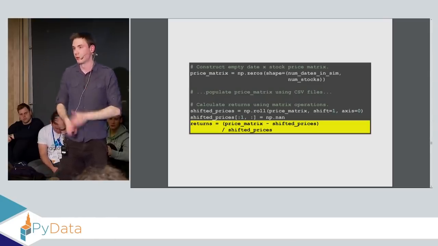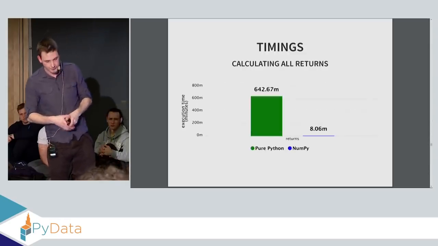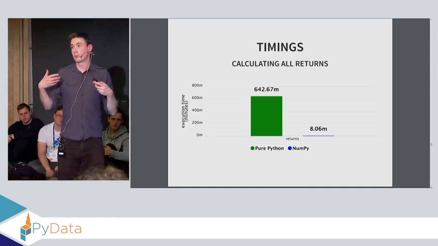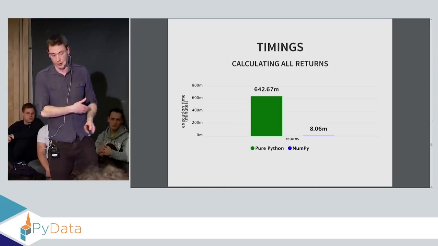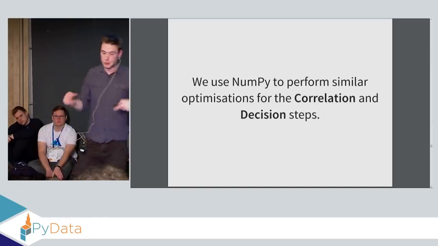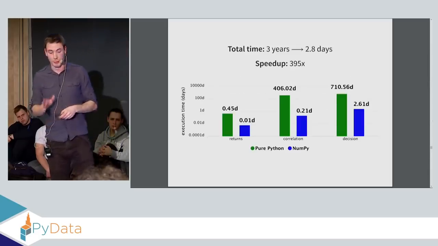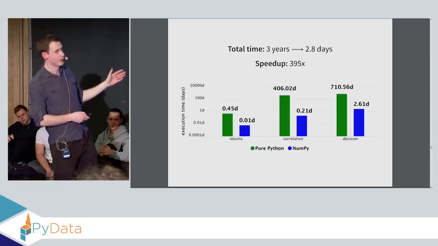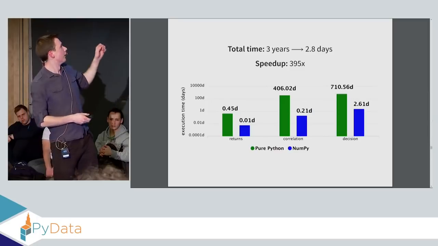And by this not having a for loop, it means you're avoiding any kind of Python inefficiencies. And when we do this, we change this from 462 minutes to 8 minutes. So we've arguably made the code even more concise and simple, but also we've made it tons faster. It's a 79 times speed up. Now, we can use these steps to perform similar optimizations on the correlation computation steps. And when we look at that, we take it from 3 years to 2.8 days, so it's 390 times faster just by using NumPy arrays instead of Python for loops.